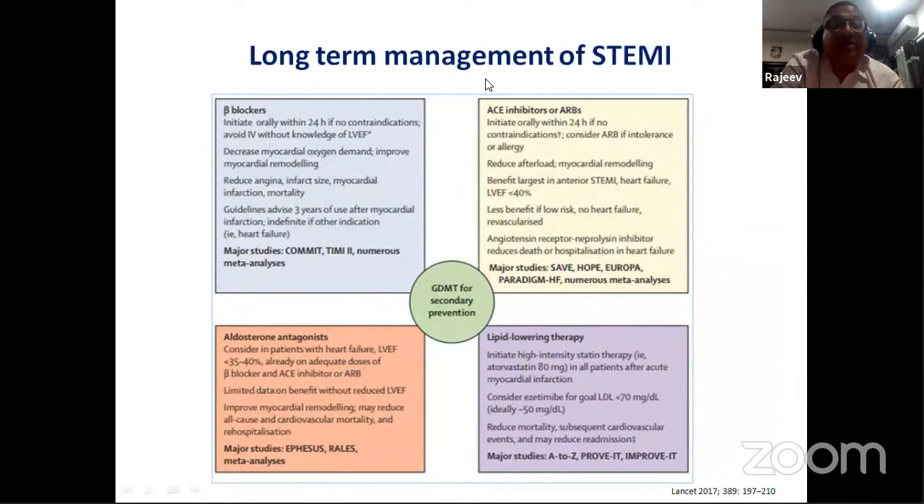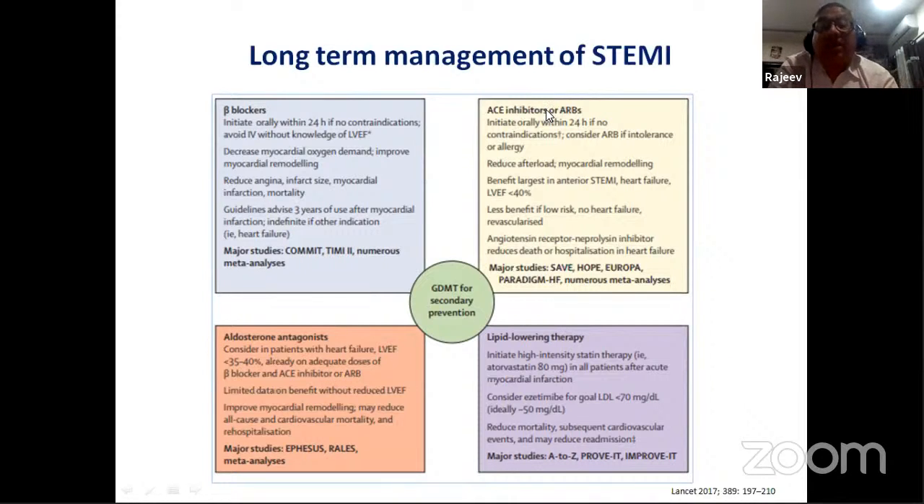So long-term management, we should use beta blockers, which should be initiated within 24 hours if there is no contraindication. We should avoid IV without knowledge of LVEF. It decreases myocardial oxygen demand and improves myocardial remodeling. It reduces angina, infarct size, and improves mortality. Guidelines advise 3 years of use after MI and indefinite if there are other indications like heart failure. The major studies associated with benefit of beta blocker in STEMI are COMMIT, TIMI 2, and numerous other meta-analyses.